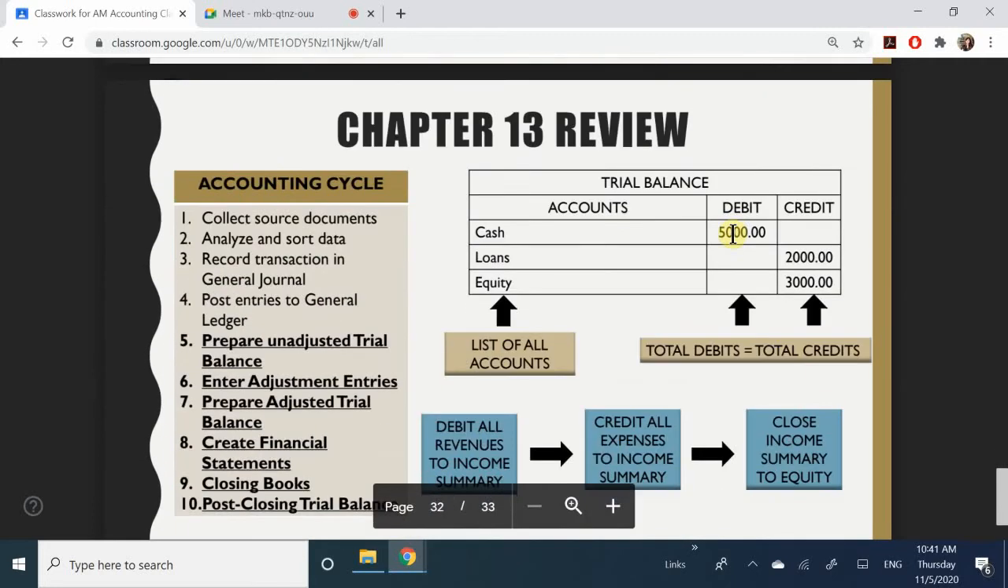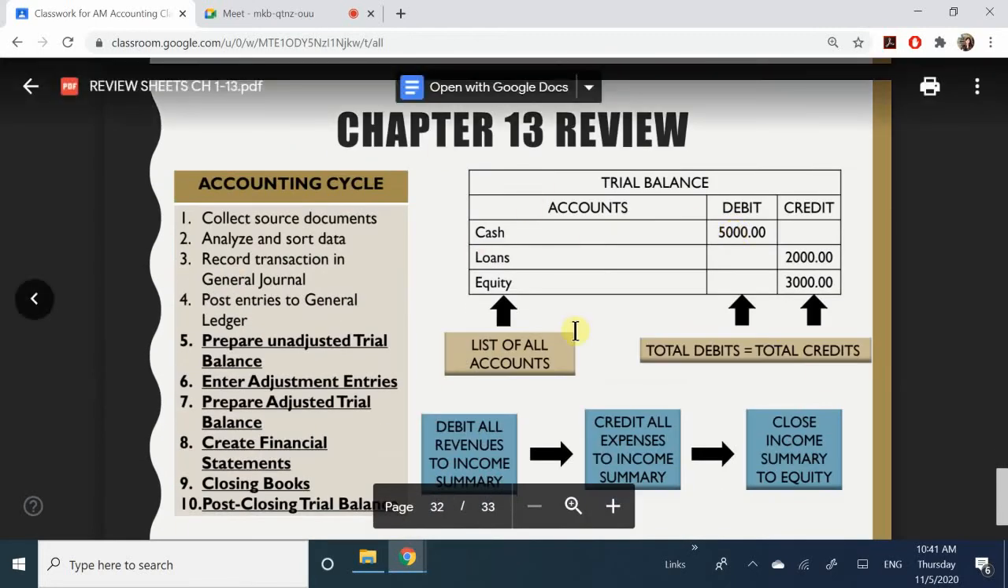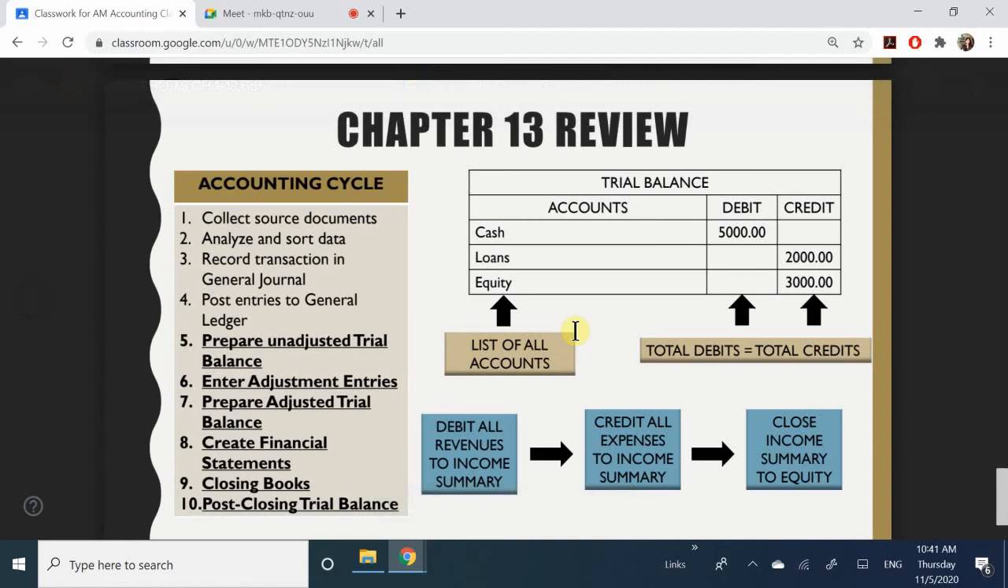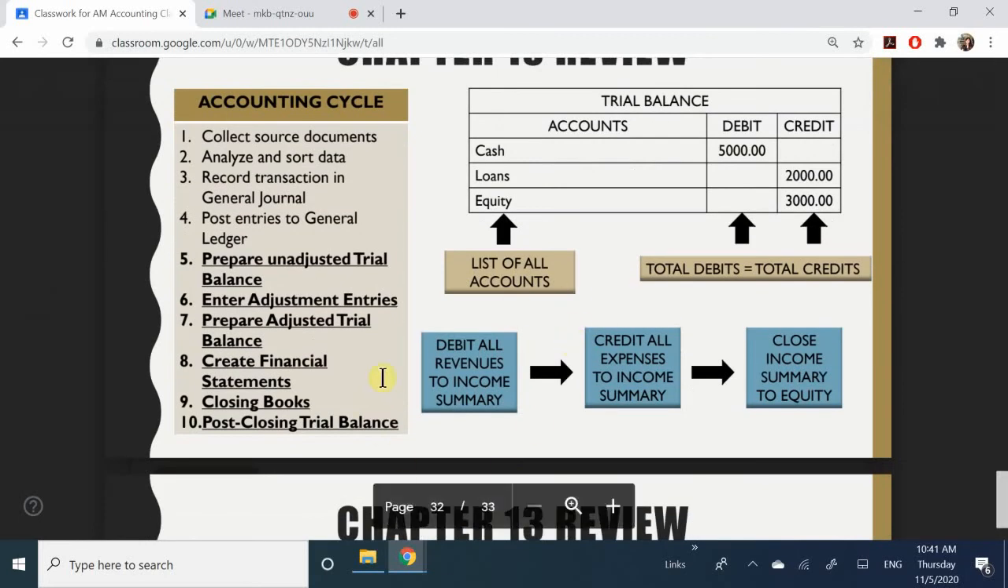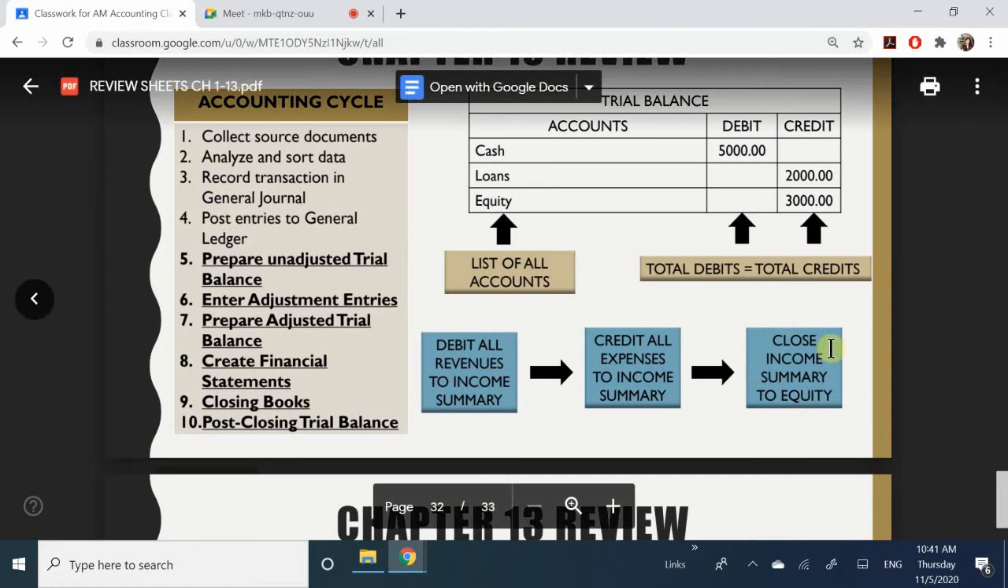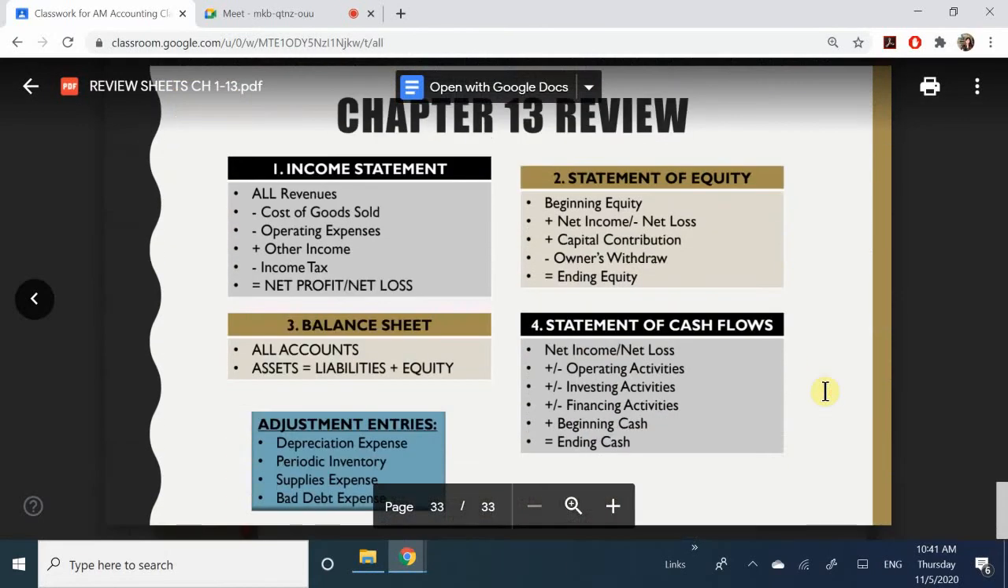As far as the closing process, you need to be able to understand how to complete the trial balance, which we've done numerous times in the coffee cafe. You also have a little guideline here: debit all of your revenues to your income summary, credit all of your expenses to the income summary. Then you're going to close your income summary out to equity. So it's a few things here.